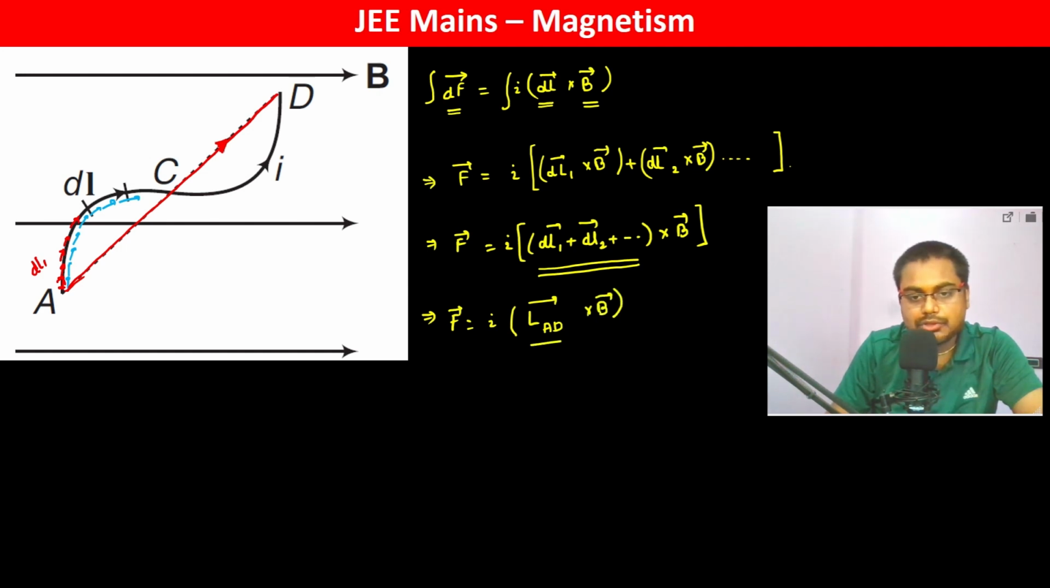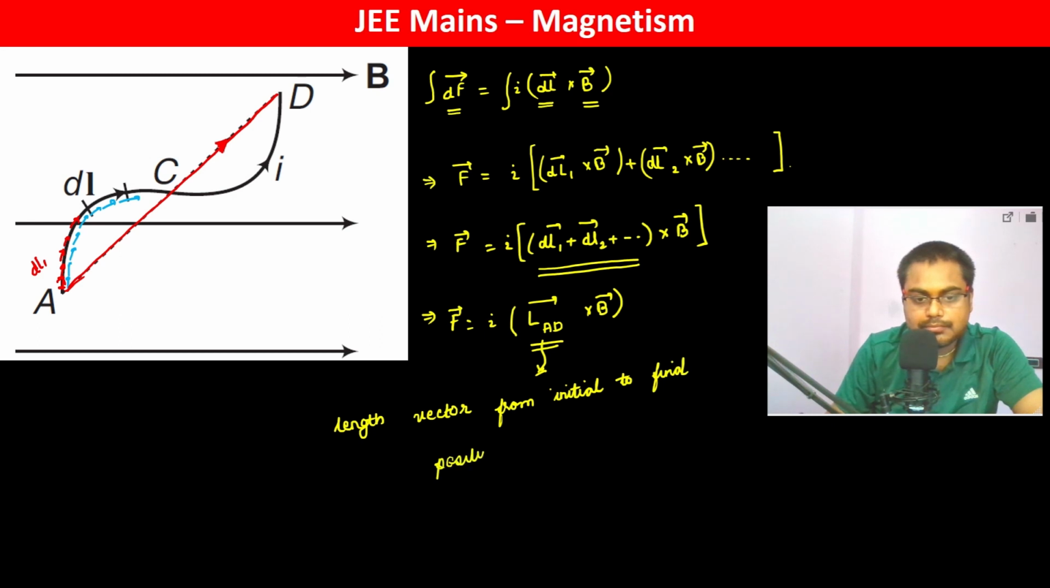So what is this? This is the length vector from the initial to the final position of the conductor.